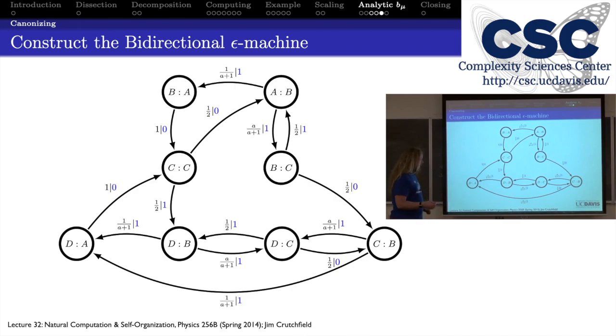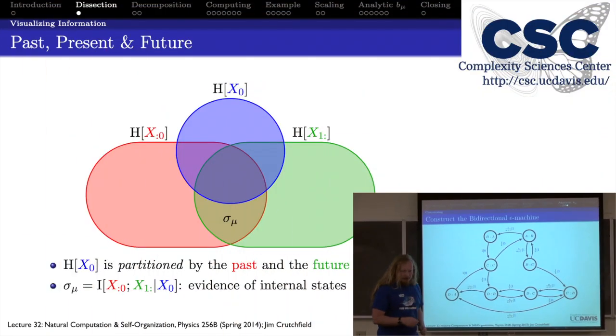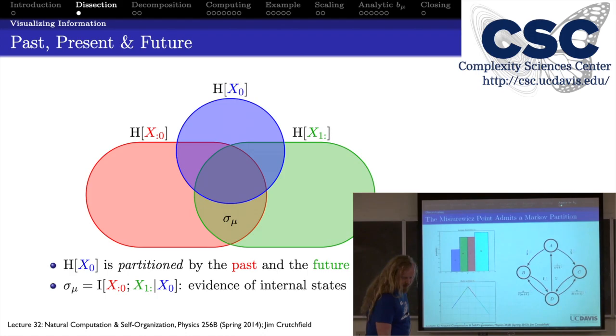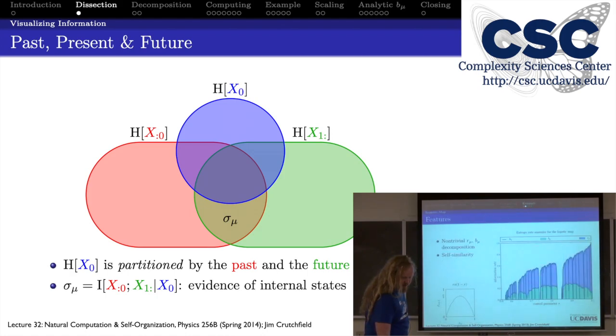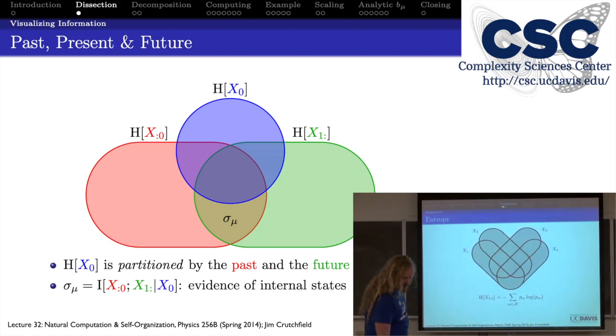But why stop there when we can calculate b_mu and r_mu? So to do so is trickier. If we recall, I'm actually going to go way back for a moment to the past, present, future eye diagram.